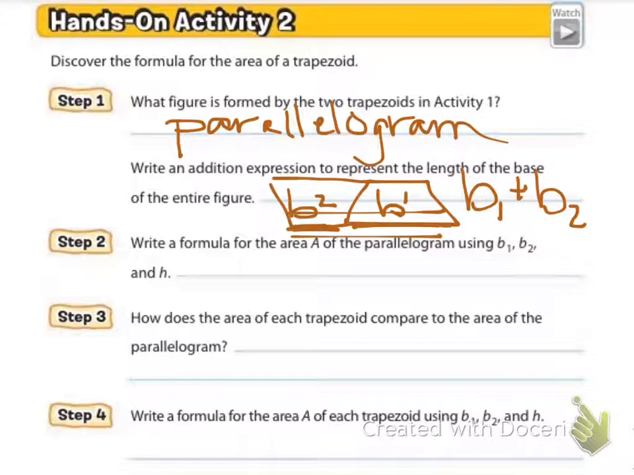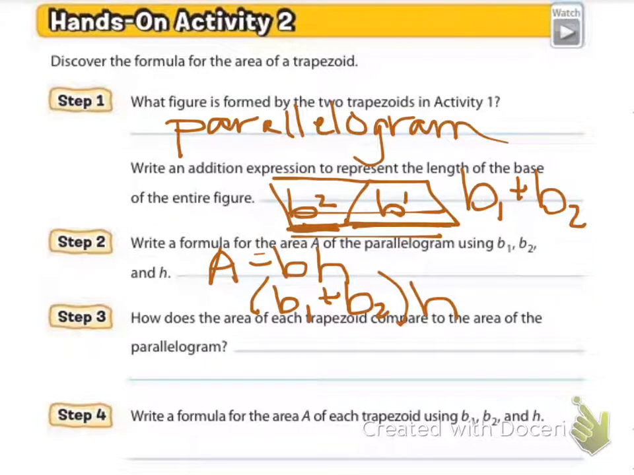So write the formula of the area of the parallelogram using B1, B2, and H. So if we're finding the area of the parallelogram and we're using B1 and B2, it used to be area equals base times height. Well, the base in this case is going to be base sub 1 plus base sub 2, and then we're going to multiply that times the height. So here's another way that we could say the area formula for a parallelogram. If we know that there's B1 and B2 here, then we multiply those two by the height.